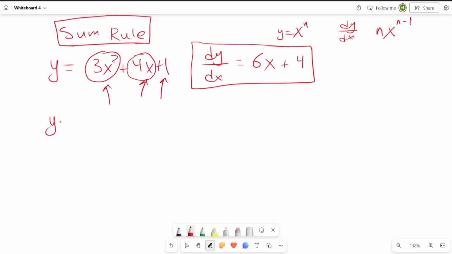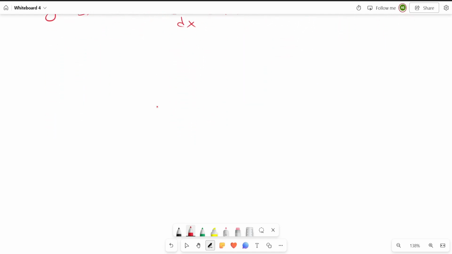Another example for the sum rule would be if y equals 5x cubed minus 2x, then dy by dx is going to equal each term differentiated alone, so it's going to equal 15x squared. 3 times 5 is 15, 3 minus 1 is 2, and minus 2. Basically, this is the sum rule, and we're going to be using it from now on for probably every differentiation question that we get. So first, let's start the video by introducing what is the product rule.